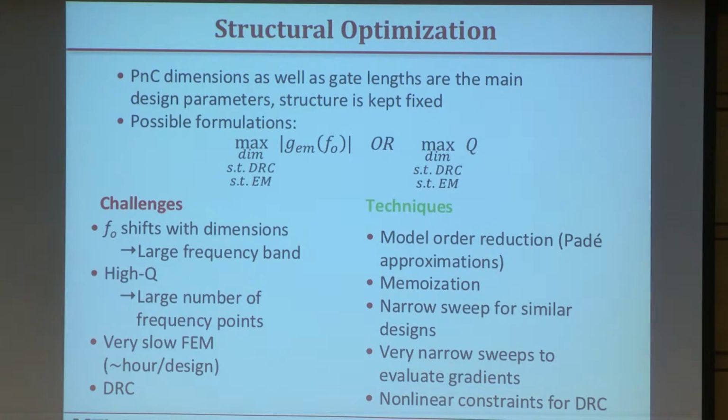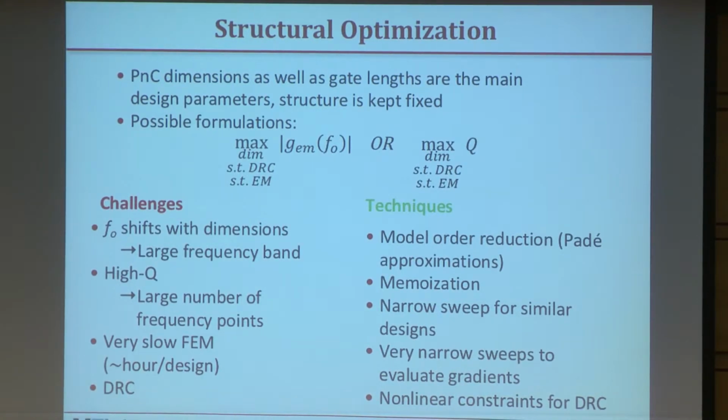But of course, the problem when we do that, first, in a numerical optimizer, what it will do is start changing the parameters and look at the objective function, like Q or the transfer function. But as it changes the parameters, the resonance frequency will start to shift. So my first problem is I need to consider a large simulation bandwidth to be able to capture the resonance peak.